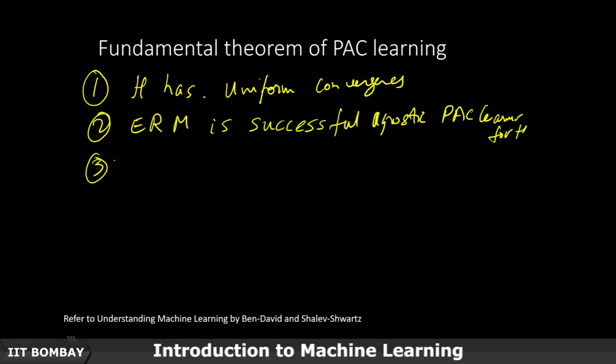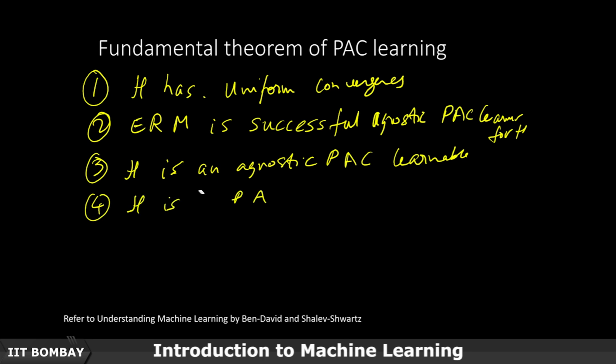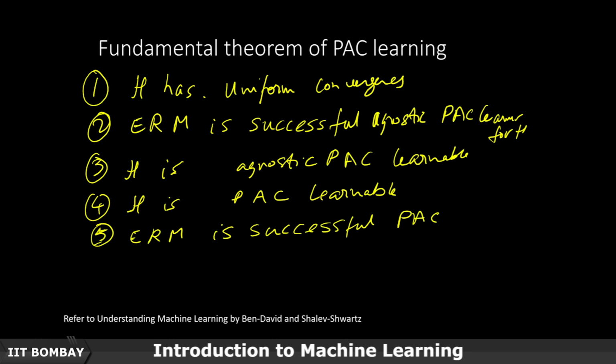It is equivalent to having H being an agnostic PAC learnable class. It is equivalent to having H is PAC learnable. It is equivalent to ERM, empirical risk minimization, being a successful PAC learner for H, and it is equivalent to saying that H has finite VC dimension.